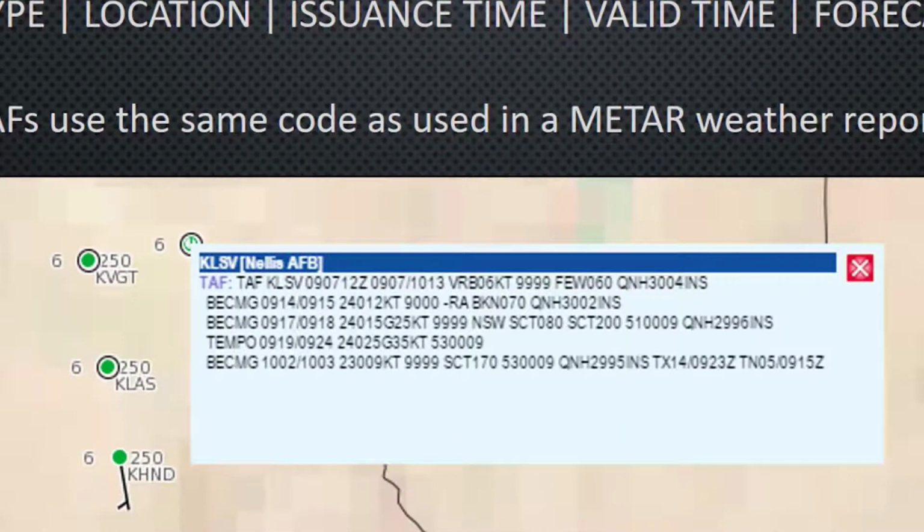Now down here below on this picture you can see on the METARs I talked about the Aviation Weather Center website, aviationweather.gov, and how you can scroll over the different airports for your METARs. You can do the same thing for the TAFs. It works exactly the same way. So I encourage you again to go to aviationweather.gov and try that out.